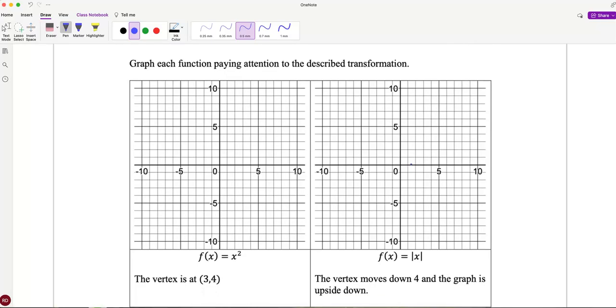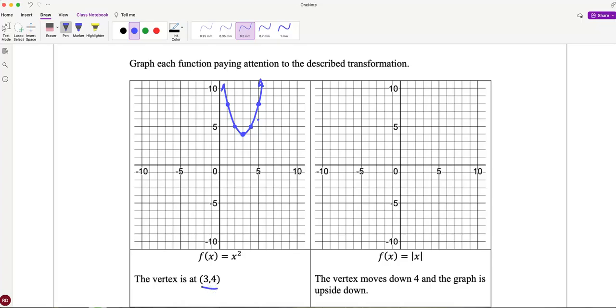So let's graph x squared, but with a vertex at 3, 4. So it means graph my x squared: over 1 up 1, over 1 up 1, over 2 up 4, over 2 up 4. So there's the pattern for x squared with a vertex at 3, 4.